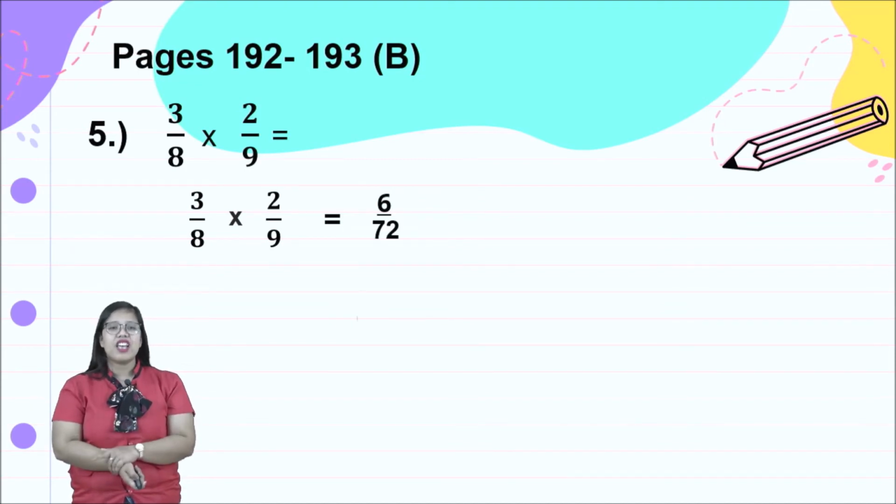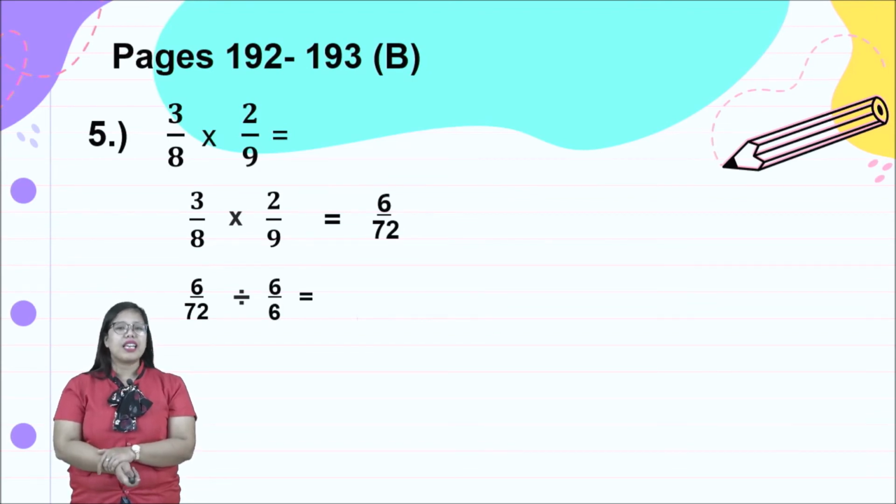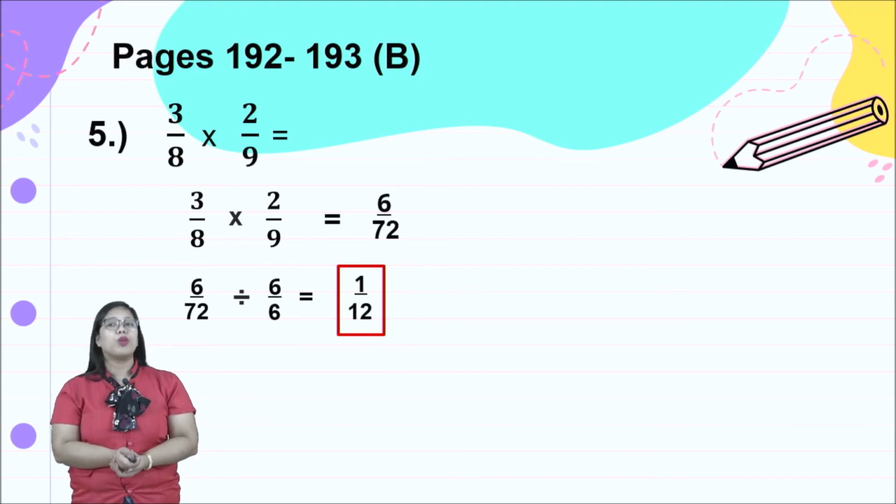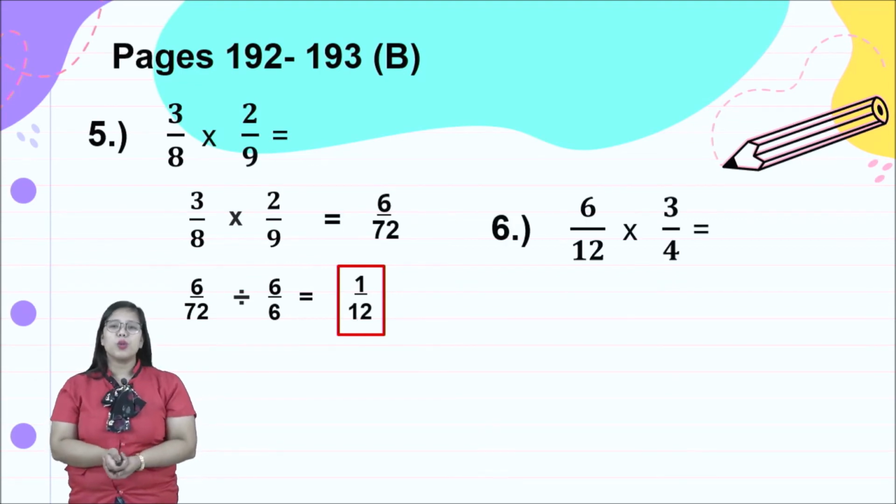Again, kids, take a look at the answer, and 6 over 72 can be expressed in lowest term. Again, we will divide 6 over 72 by their GCF, which is 6. So, 6 divided by 6 is 1. 72 divided by 6 is 12. Very good. So, the answer in number 5 will be 1 over 12. So, let's proceed with number 6.